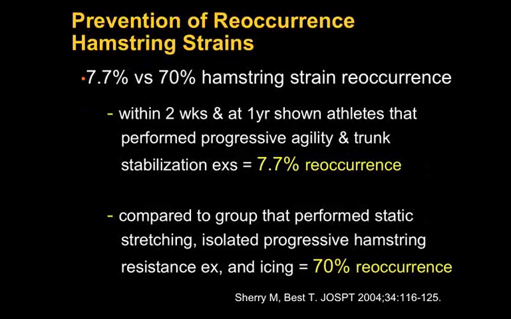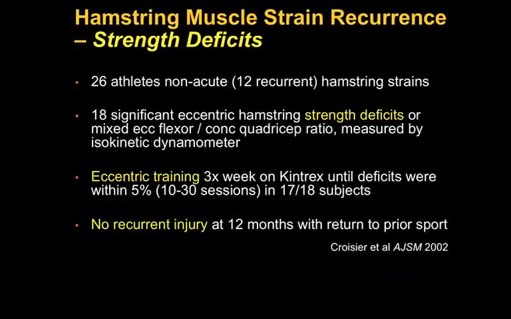Revisiting the study by Sherry and Best showed again prevention of reoccurrence of hamstring strains. This is reoccurrence, so somebody who's had a hamstring strain and a reoccurrence of hamstring strain. There was a 70% reoccurrence in those that did not do core stability, as opposed to a 7.7% reoccurrence of strain of hamstrings in those that did do core stability.